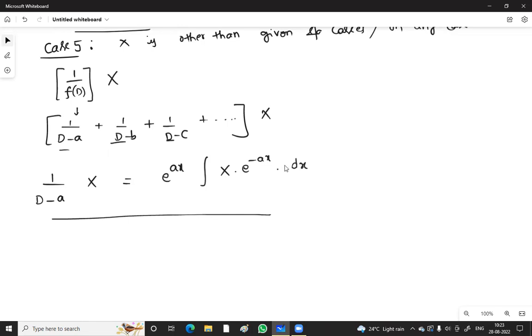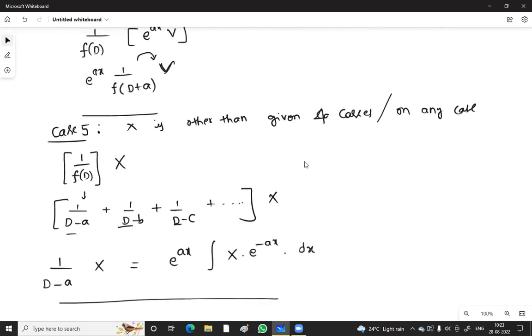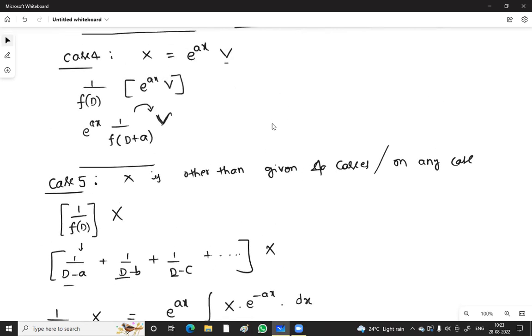Now in this video, we have seen 5 cases in solving the particular integral. In these 5 cases, the thing which is varying is the input, what we are giving externally to the differential equation or any system. If the input is different, your case will vary. In each case, you have to apply a different methodology to solve the differential equation.